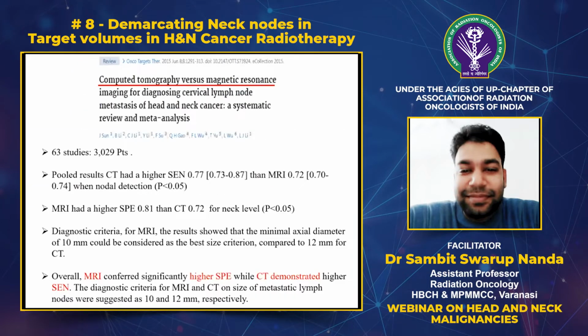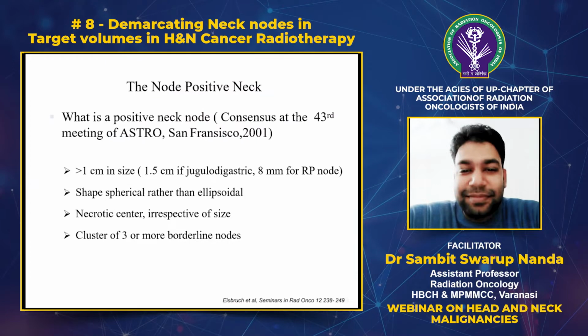We have analyzed the meta-analysis which has been conducted recently, where they analyzed 63 studies of roughly 3,000 patients. What they showed was the pooled sensitivity of the CT was higher, that is 77%, as compared to MRI, that is 72%. On the other hand, the specificity was higher for the MRI, that is 81% versus 72% for the CT scan. Based on these two, they have come to a conclusion that the cutoff for MRI is 10 mm and for the CT is 12 mm for diagnosing metastatic lymph nodes.